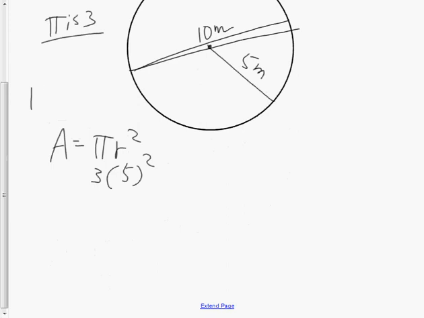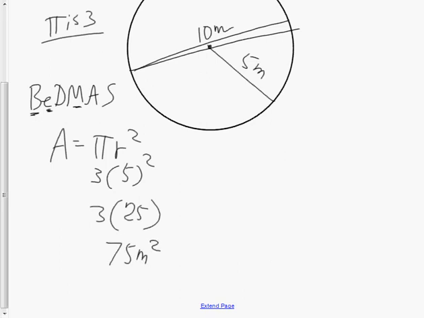Now BEDMAS tells us the order of operations. Brackets, those aren't brackets, those are just parentheses around numbers to separate them for multiplication. This here is an exponent, and that is an exponent right there, which means the first thing I'm going to do is not multiplication, but rather the exponent. So I'm going to go 3 multiplied by 5 squared. 5 squared is 25, and therefore the area will be 75 square meters.